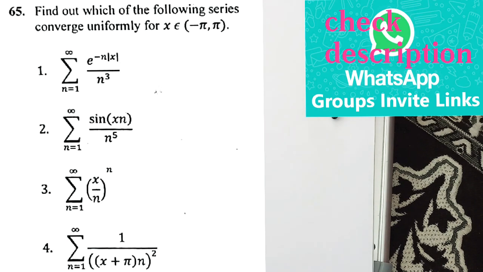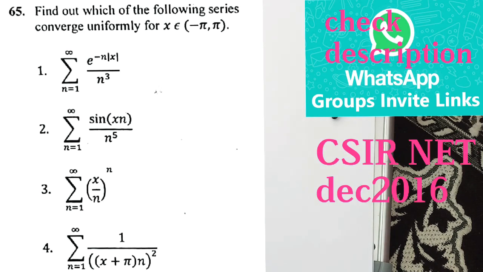Today's video we are going to solve one problem asked in CSIR NET December 2016, and actually it is a problem from a very important and favorite topic of CSIR NET or GATE exam, which is called uniform convergence. In this problem they have given us four series of functions, and they are asking which of the following series is or are uniformly convergent in the given interval. Here the interval is the open interval minus pi to pi.